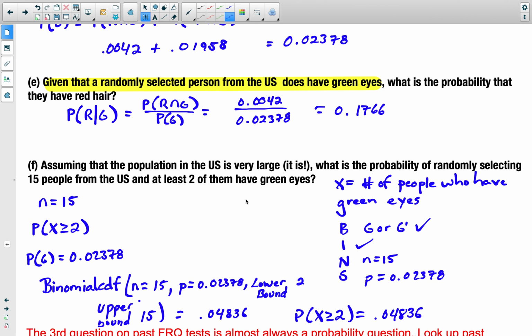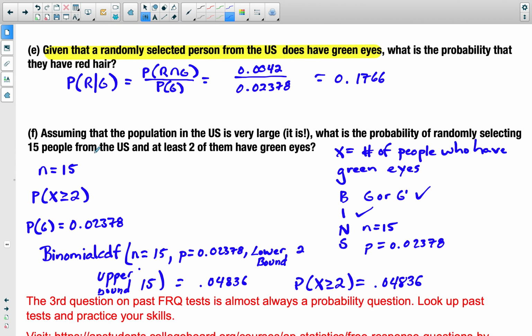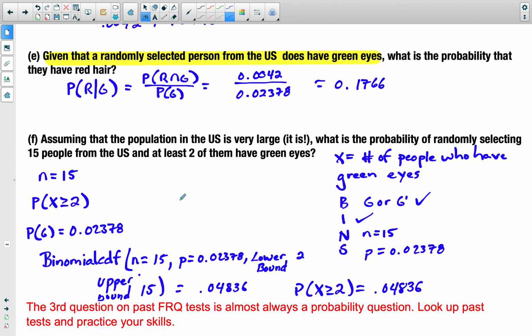All right. So that takes us to the conclusion of this quick review on conditional probabilities and setting up scenarios using tree diagrams. Again, the third question on the past FRQ tests is almost always a probability question, and almost always there's some conditional probability to calculate. So look up the past tests and practice these skills that you've just acquired or have reviewed and brushed up on.